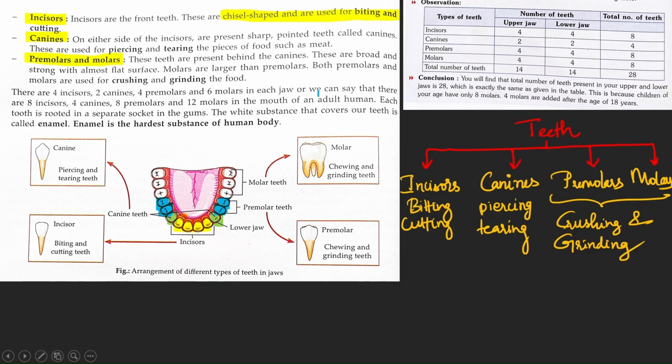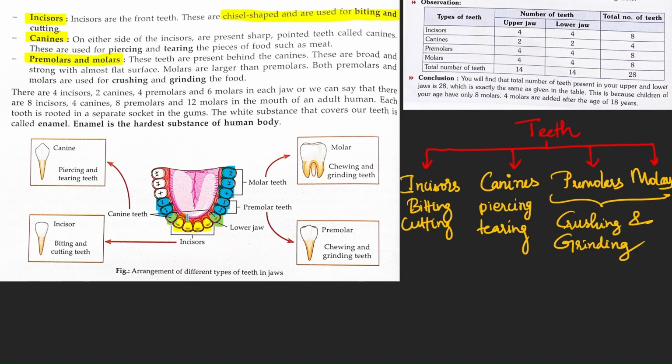These are broad and strong with almost flat surfaces. Molars are larger than premolars. So these are molars. Molars are larger than premolars. Both premolars and molars are used for crushing and grinding food.